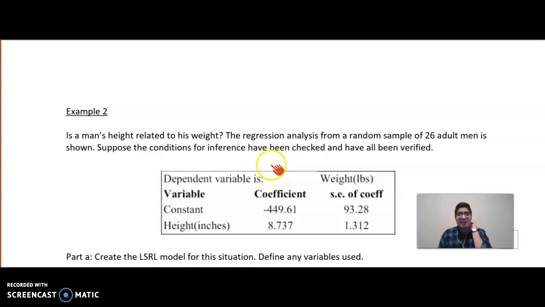And here we can see, is a man's height related to his weight? The regression analysis from a random sample of 26 adult men is shown. And suppose the conditions for inference have been checked and have all been verified. Typically, this is only about 5% of the AP exam, so if you do receive an inference question on the FRQs, more than likely it's going to say that the conditions have been verified, so that makes your life a little bit easier when conducting your inference procedure.